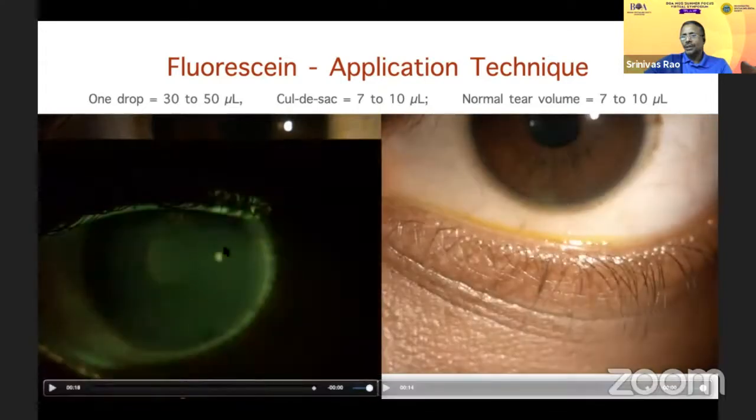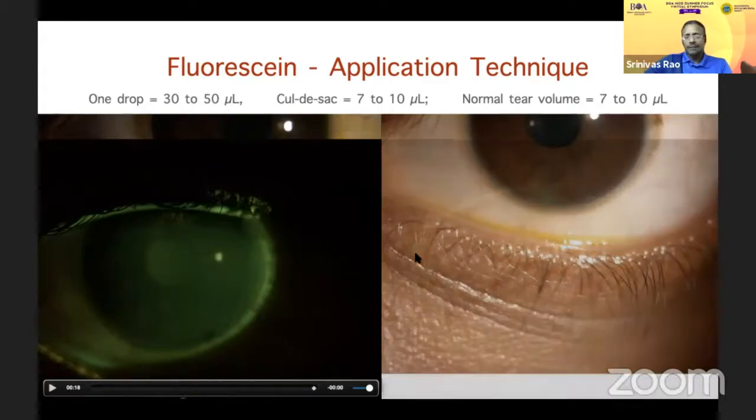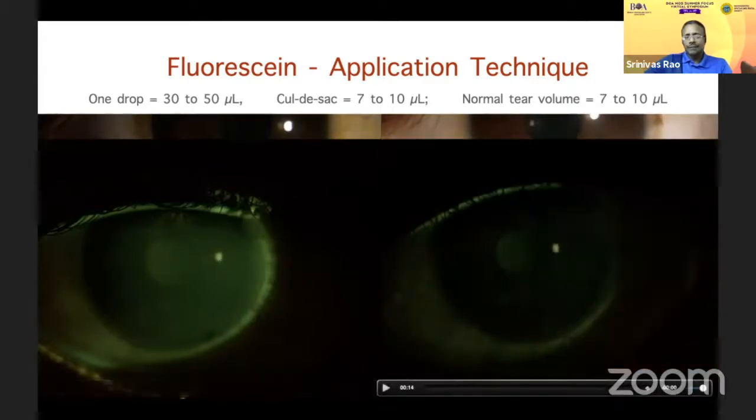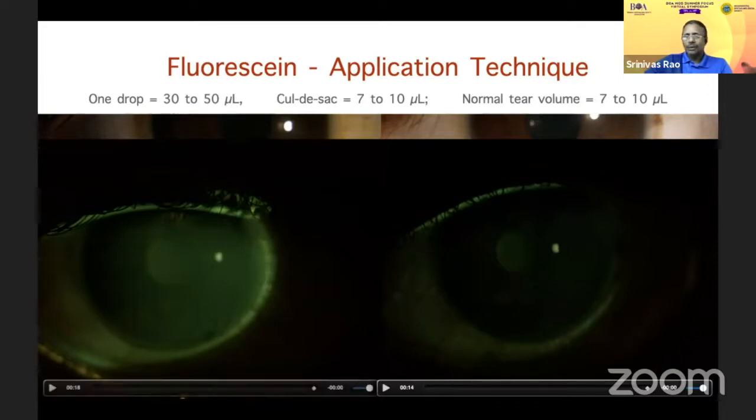In the first instance, you see a lot of fluorescein in the tear film itself, and this can mask any stains on the corneal surface. Whereas in the second, you can see that there is adequate fluorescein in the tear meniscus, but the corneal surface staining can now be appreciated better. Of course, this is a normal eye, there's no finding, but in a patient with pathology, this would be a better way to do it.